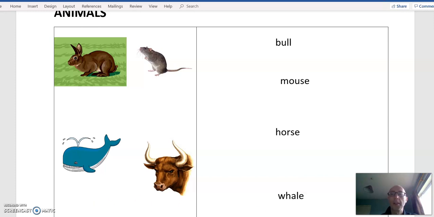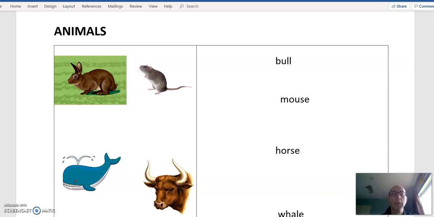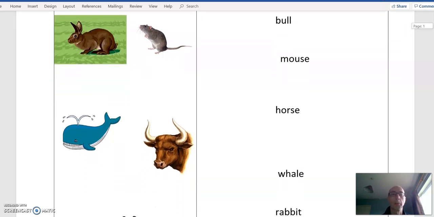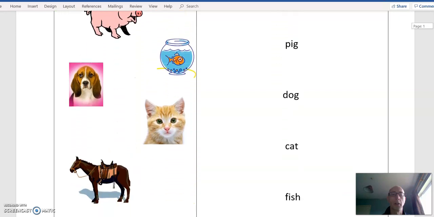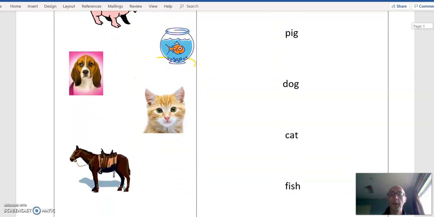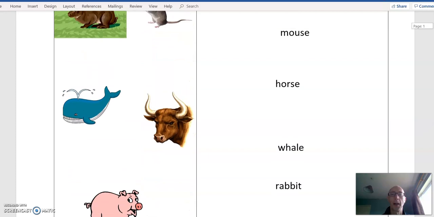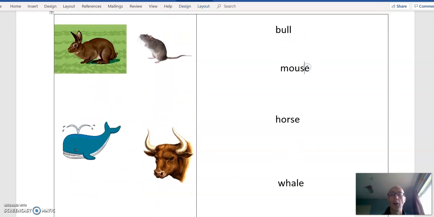So today, as you can see, we're going to look at animals. Different words for animals in English. And you can see all the animals we have here. I'll show you the pictures. So we're going to start with these animals. And we have the words on the right. Pictures on the left. Words on the right. So we're going to try and put the pictures with the words.